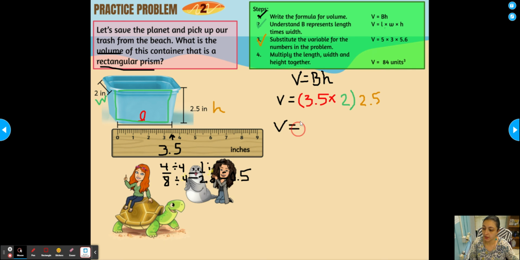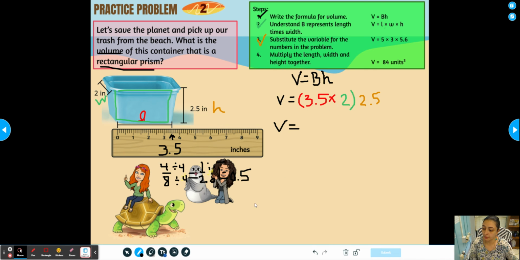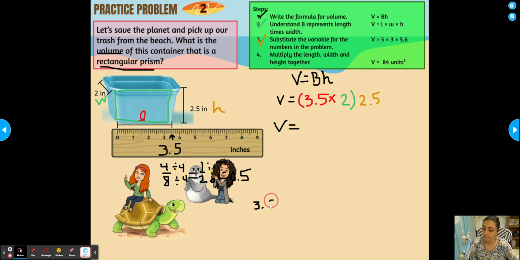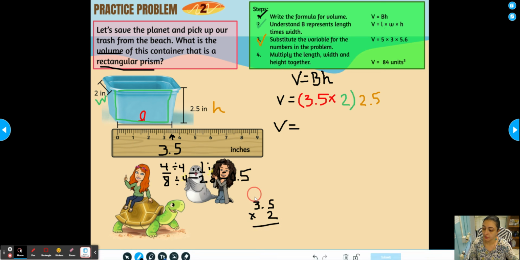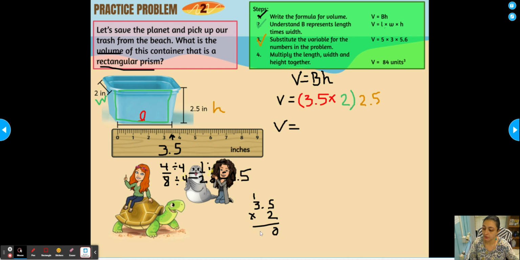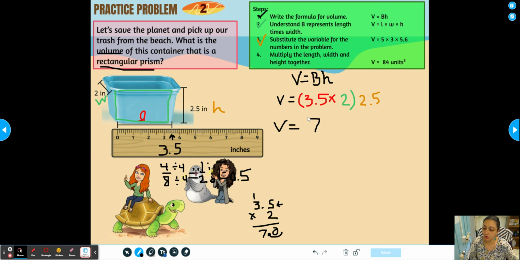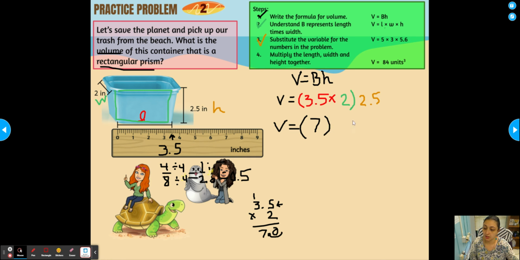So let's multiply 3.5 times 2. We'll come down over here and show our work. 5 times 2 is 10. 3 times 2 is 6, plus 1 is 7. And notice I've got one decimal place here, so I start from the right and I move over, and you get a 7. You don't have to write the decimal and a 0. That's a whole number. It's just 7. And then I bring down the rest of my problem.